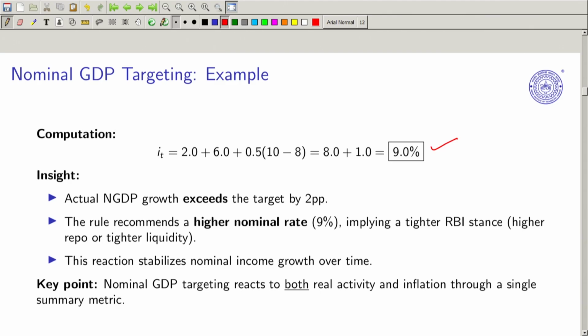The higher nominal rate means that the RBI will have to take a tighter stance, which means increasing the rate of interest. So i will be higher, right? So this is what we get. So if the nominal GDP target is 8%, and if my theta value is 0.5, then my nominal interest rate must be 9%, higher than the nominal GDP target growth, right? So this is what we get. So this is what we understand.